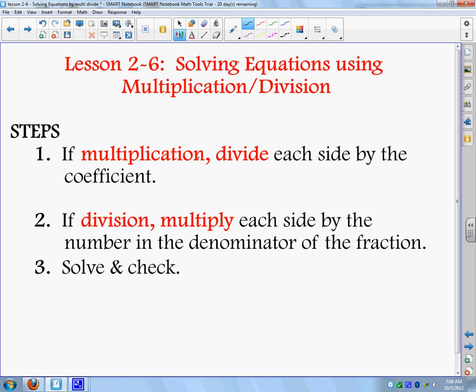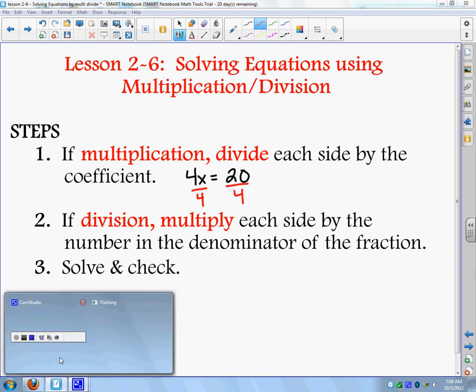However, if it's multiplication that you're looking at in the problem, you divide each side by the coefficient. So here's an example. If it is 4x equals 20, this is multiplication right here, 4 times x. So what you do is you divide each side by the coefficient. Remember, the coefficient is the number next to the letter. So I'm going to divide both sides by 4, and then you'd see that x equals 5.